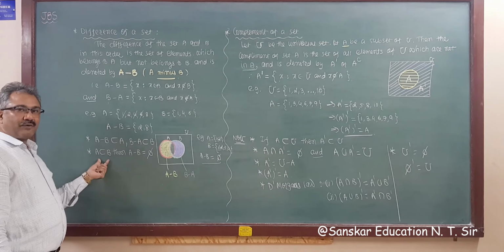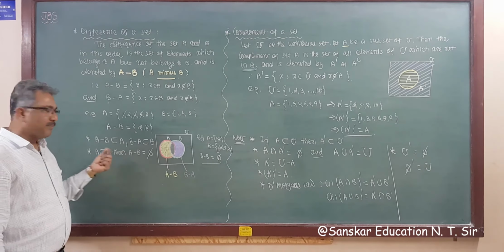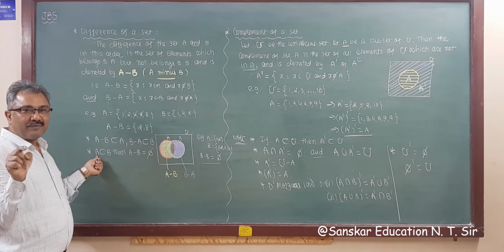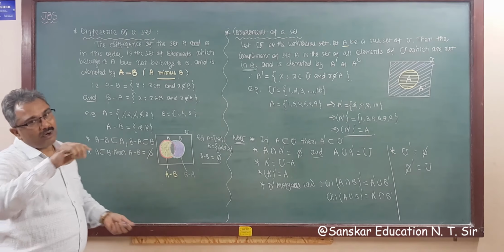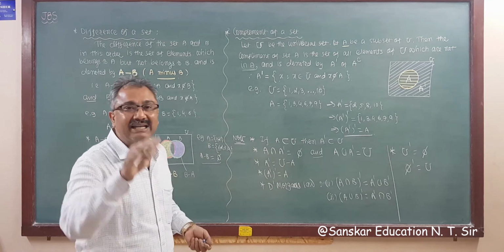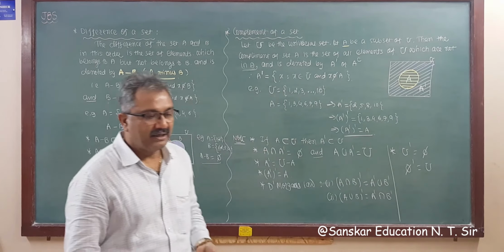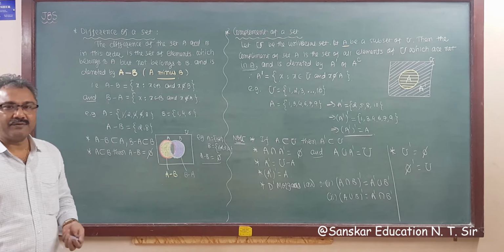And if B is a subset of A, then B minus A is equal to the empty set. A is a subset of B means A has fewer elements than B, because all elements of A are in B. Then we say that A is a subset of B.